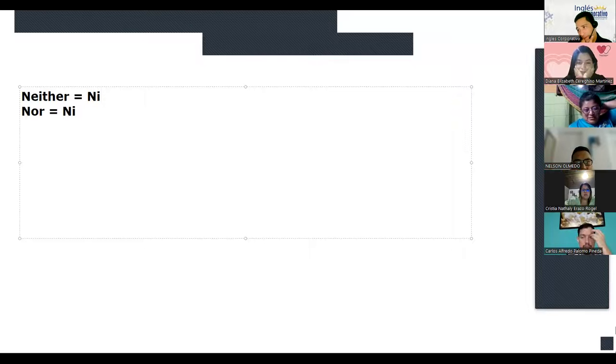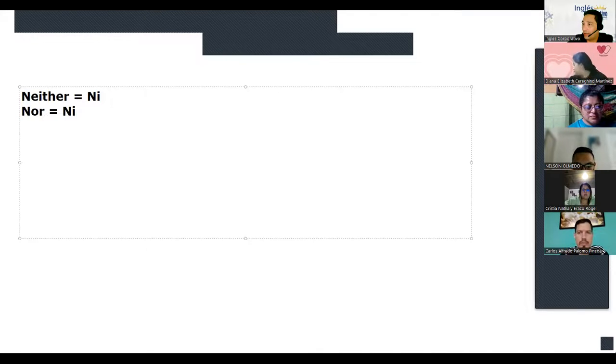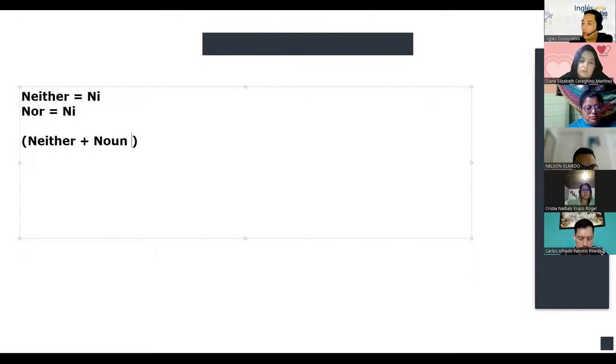I was looking at something and I forgot where I left it. There it is. Okay, I'll send this little image to your WhatsApp so you can have it handy. This is like a formula to work around the grammar on this topic, neither nor. There are two ways. I hope you're paying attention. First, as you can see on that chart, you may use neither plus a noun and then nor plus a noun.